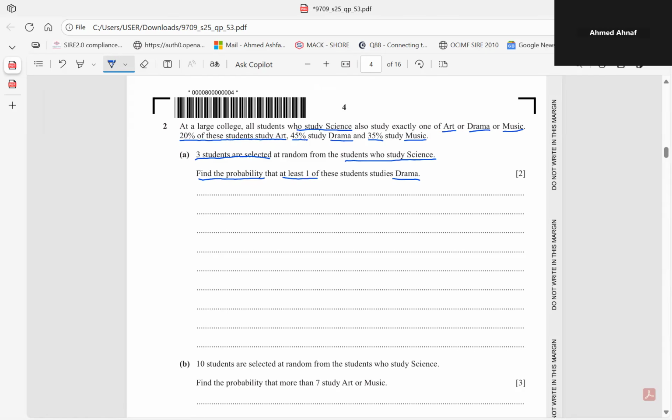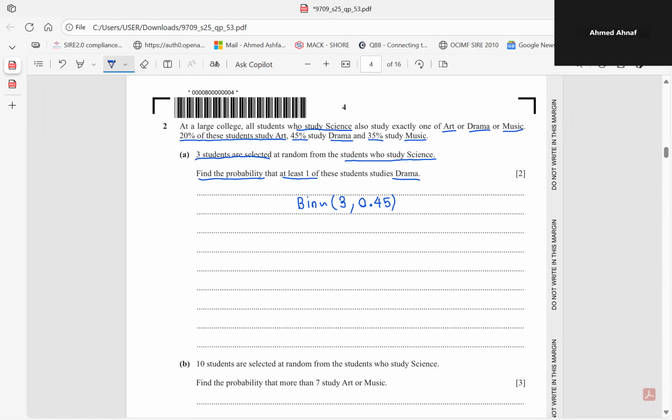Okay, so if you realize, this is actually a binomial distribution of 3, and the probability of success is the probability of the student studying drama. And since 45% study drama, the probability would be 0.45.